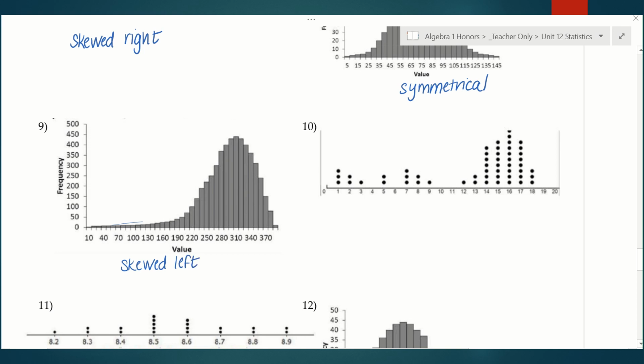Number 10, again, this is not symmetrical, and we can kind of see the shape here. The tail would be on the left, so skewed left.